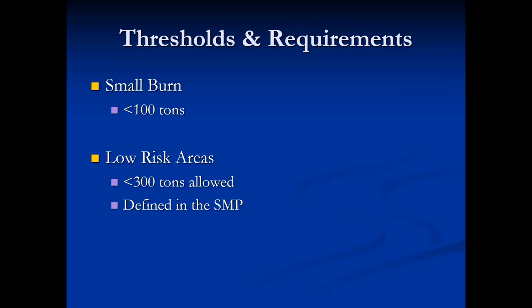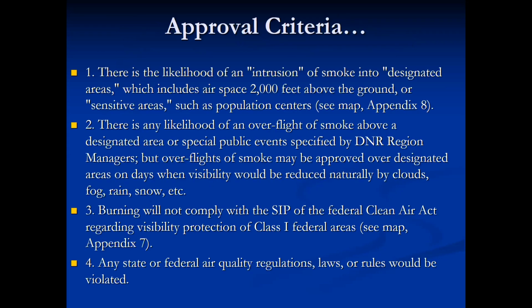If it's over 100 tons, then it has to go through our smoke management shop to get an approval. Basically, we look through the atmospherics, we look through the meteorology, where you're burning, all that kind of stuff, and give a yes or no. There are some low risk areas. I'm not really going to go through that because most of the folks here would be relatively urban and wouldn't fall into these low risk areas. So I'm not going to read these either. You guys can read through this stuff on the screen, but basically there's 8 approval criteria that we have to make whenever we give a yes or a no.